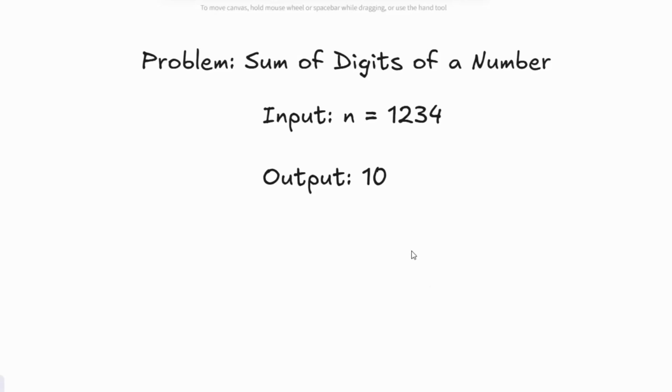In today's video, we are going to solve this problem called sum of digits of a number. We are given an input number, and we have to return the sum of its digits. The sum of 1, 2, 3, 4 is 10. So how can we do this? In this video, we are going to see its logic. First, try it yourself and then see the solution. So let's start.